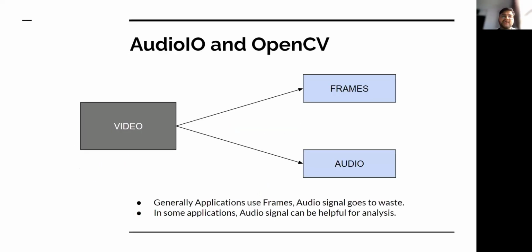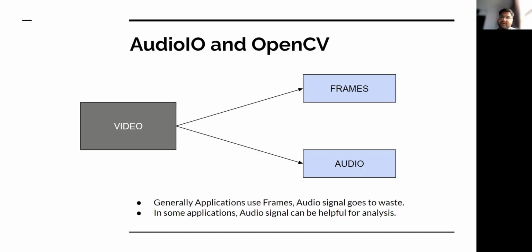it in English. So the AudioIO module was proposed because generally a video comprises two parts: a stack of frames, which are the images, and the audio part. And the analysis that we usually do only involves the frames, and we actually waste the data that is in the video in the form of audio signal.